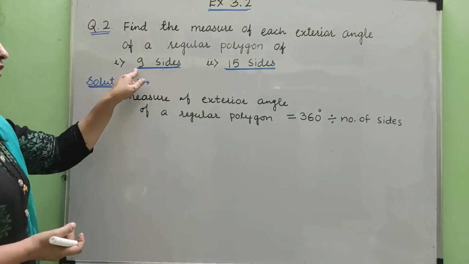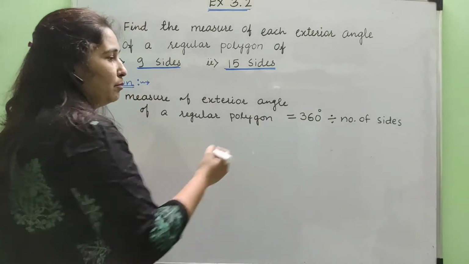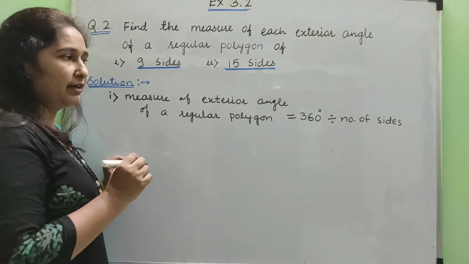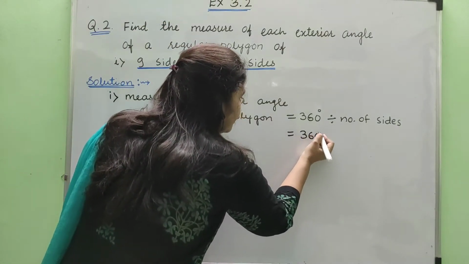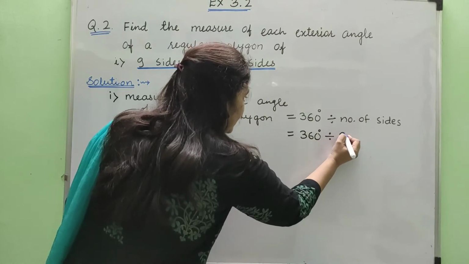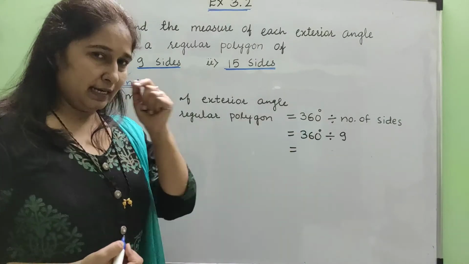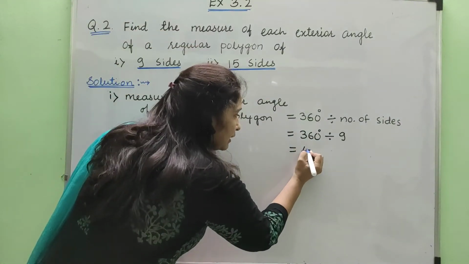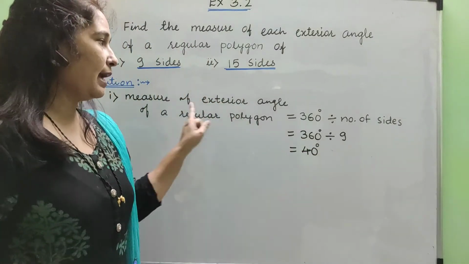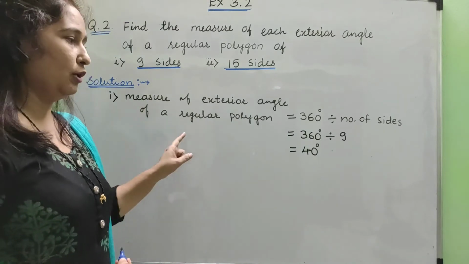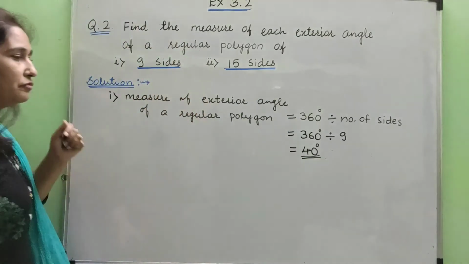How many sides have they given in the first sub question? 9 sides. So here instead of number of sides, now we will write 9. We will replace number of sides by 9, is equal to 360 degrees divided by 9. When you divide 360 degrees by 9, it will give us 40 degrees. So the exterior angle of a 9-sided regular polygon is 40 degrees. This is the answer of the first sub question.